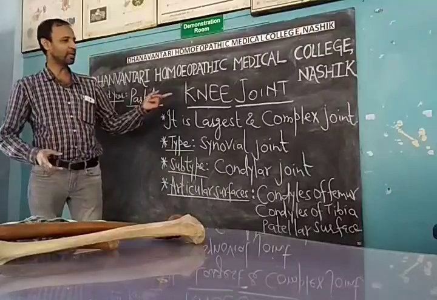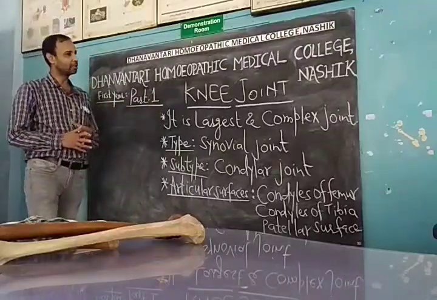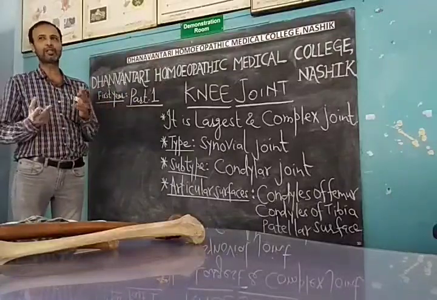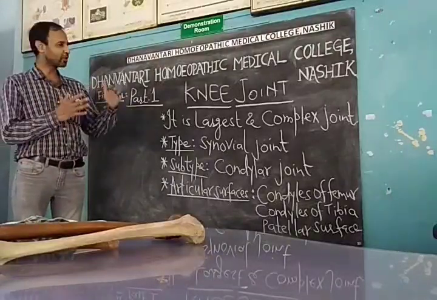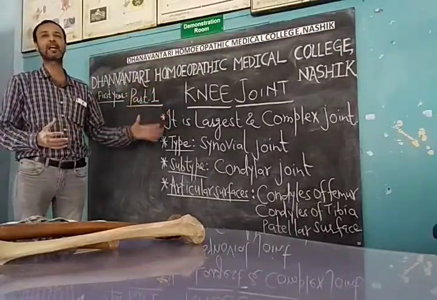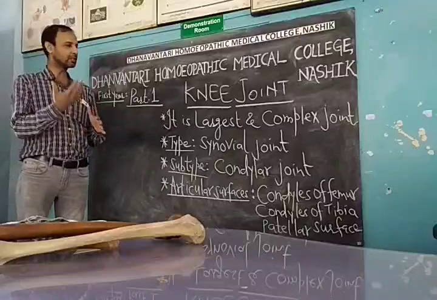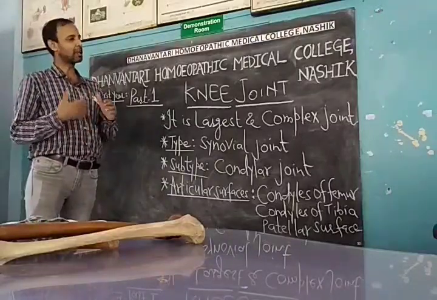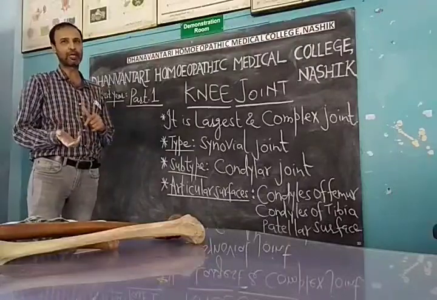We are going to learn about the knee joint. This is a large joint with too many details, so we'll study it in two parts. Today, in part one, we will see the joint, its types and its ligaments, and then in the second part, details like its relations, different bursas, and applied anatomy.